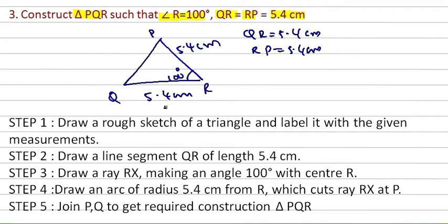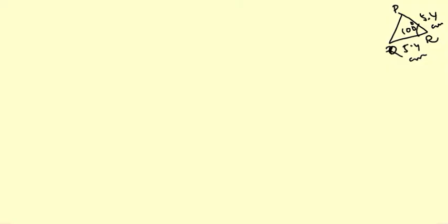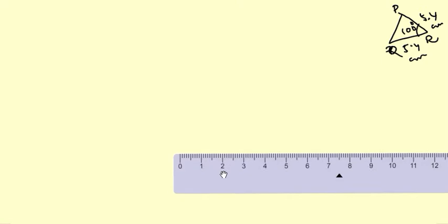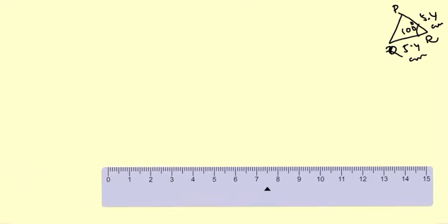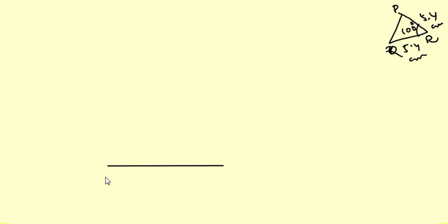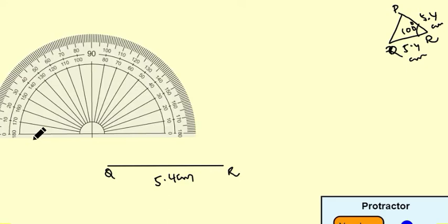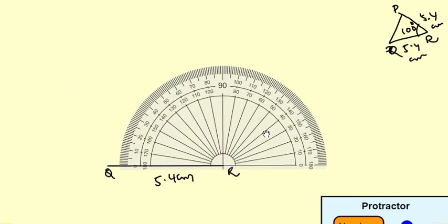Now let's go to the construction part. So the next step is to draw a line segment QR of length 5.4 centimeter. Now label the vertices Q and R and add the length 5.4 centimeter. Now we are going to construct angle R equal to 100 degrees. So 100 degrees is not a special measure. We need to construct it by using the protractor.